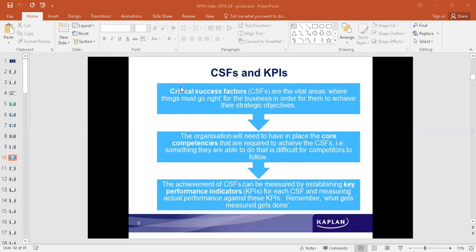After that, see, these CSFs, mere defining the CSFs is not sufficient. So there are multiple CSFs. After these CSFs are defined, each of these CSFs has to be measured with a suitable related KPI. KPI is key performance indicators.